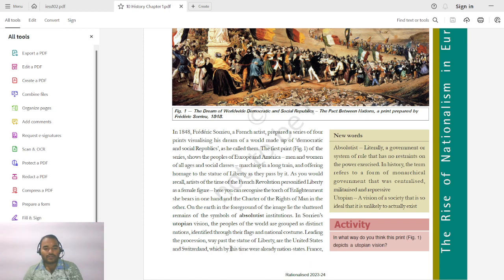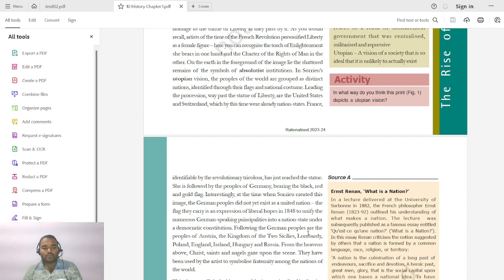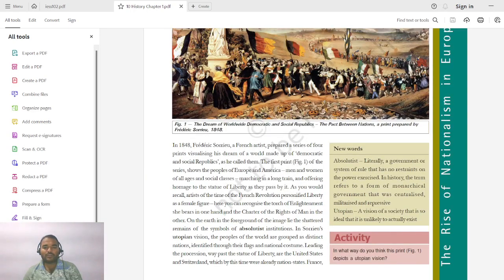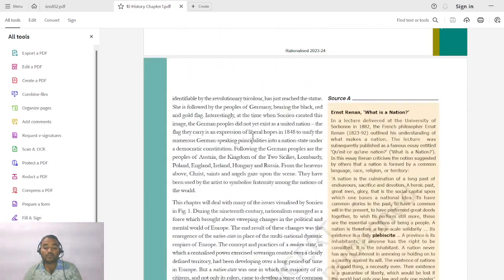By this time these were already national states. France, identifiable by the revolutionary tricolor, had just reached the statue, and over here you can see the French people walking through. She is followed by the people of Germany. Behind France are the people of Germany bearing the black, red, and golden flag.